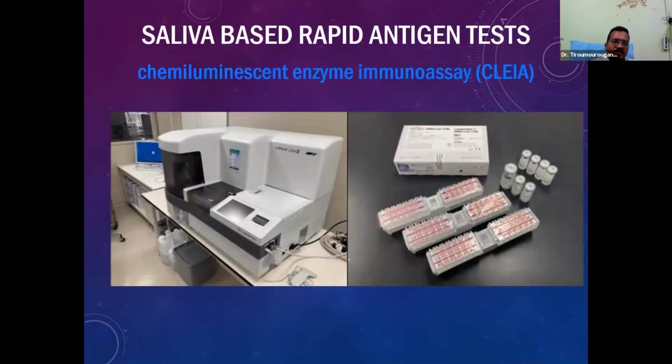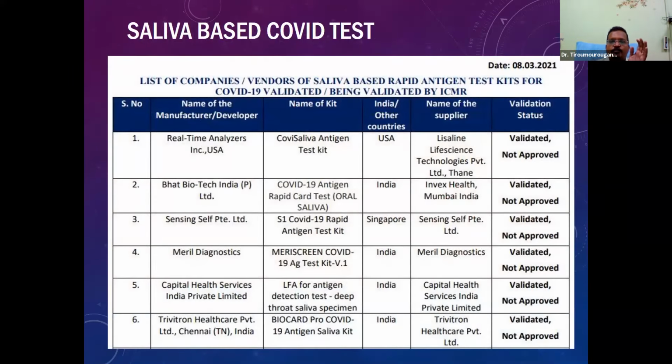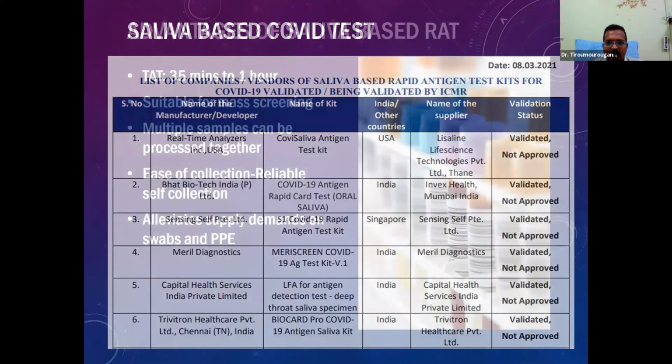Given the fact that it is very painful to take a nasopharyngeal swab, people have tried to look at saliva-based tests. Saliva-based tests basically use the chemiluminescent enzyme immunoassay. But the problem is it's not a true rapid diagnostic test because you can see that you need very expensive equipment. But it's very useful for mass screening. And again, a lot of tests have been validated, but none of them have been approved yet for our usage.